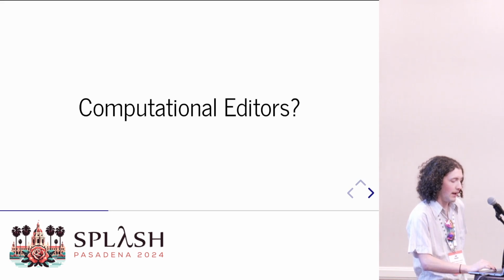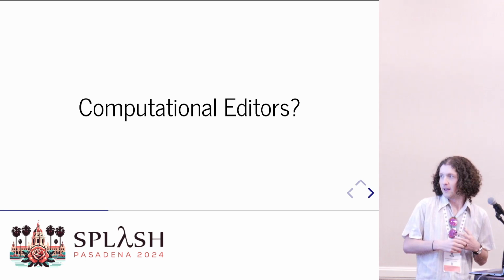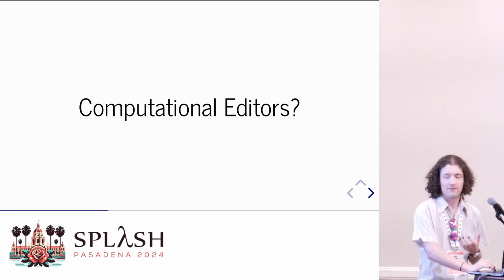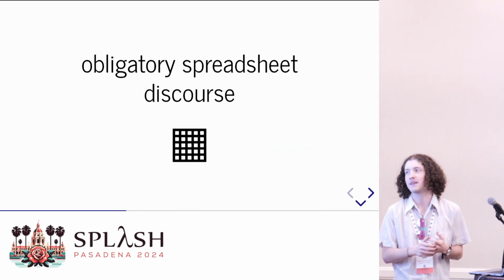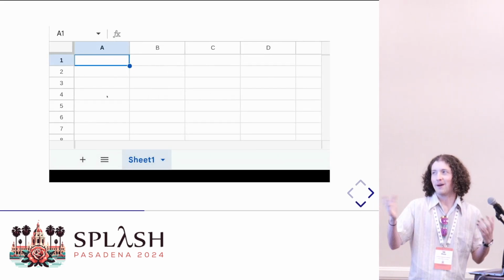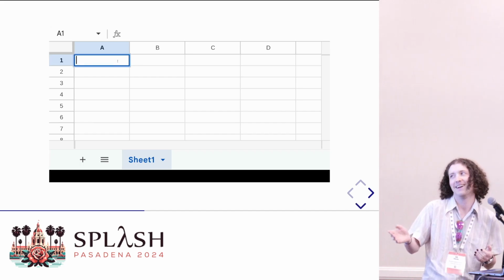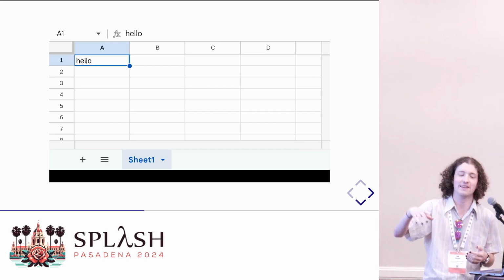So what about something that does both, the computational editor? Well, OK, you know where I'm obligated to go to this? Spreadsheets, right? So here's a spreadsheet. Wow. I can start typing. I press H, and there's an H, and I can go back and edit it and do stuff.